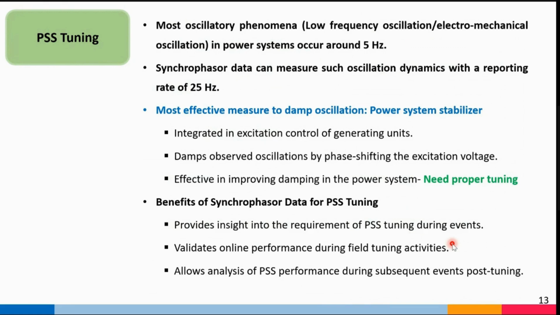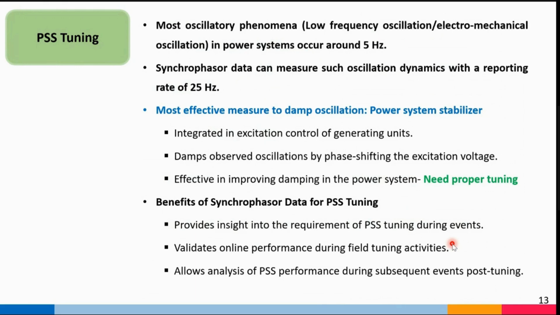While trying to reach the new equilibrium point, you will have certain kinds of power swing and oscillation. These low frequency or electromechanical oscillations in the power system are in the range up to 5 hertz.